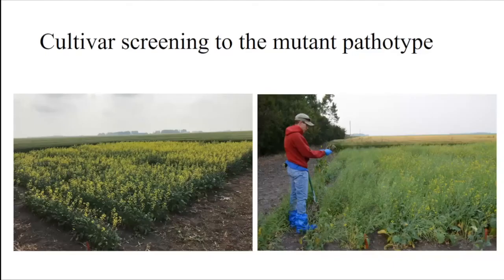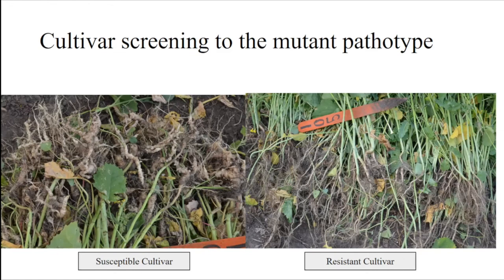We collected the prominent eight varieties, resistant varieties commonly used by our growers in our area, and we tested them in that mutant pathotype ground. This is how it looked. The susceptible cultivars are very nasty, and they have galls all over. The resistant varieties looked pretty clean. I call it the day and night difference.